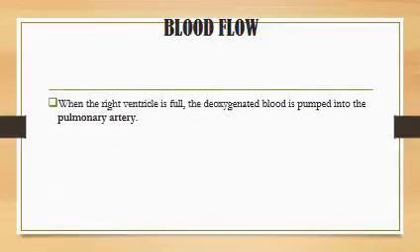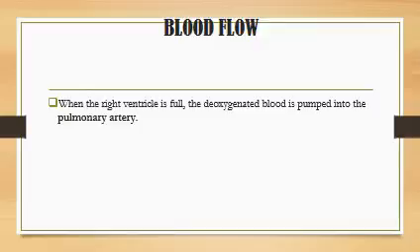When the right ventricle is full, the pressure builds up in the right ventricle. When the pressure builds up, the volume reduces. As the volume is reduced, it means there will be pressure exerted on the blood. So the pressure exerted on the blood will force blood into the pulmonary artery.